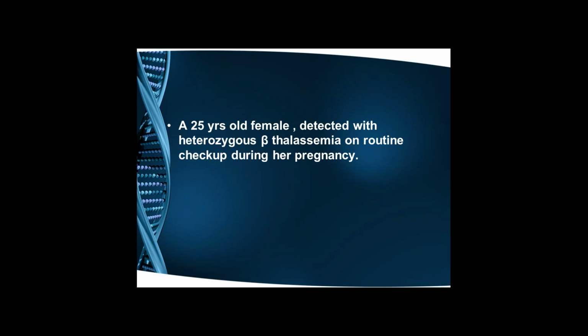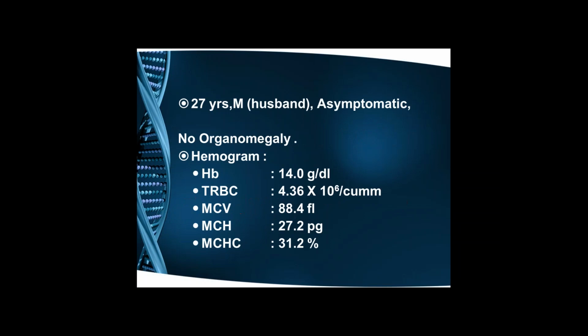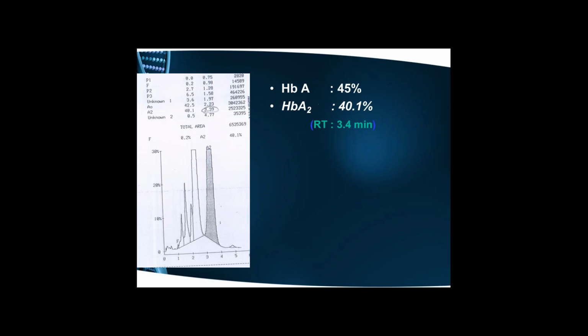The next case is of a 25-year-old female. She was detected with heterozygous beta thalassemia on routine checkup during pregnancy. So the next logical step would be doing an HPLC of the husband. So we did that. The husband was totally asymptomatic, hemogram absolutely normal. But the HPLC findings showed an A2 level in the range of around 45%, with a retention time of 3.4.